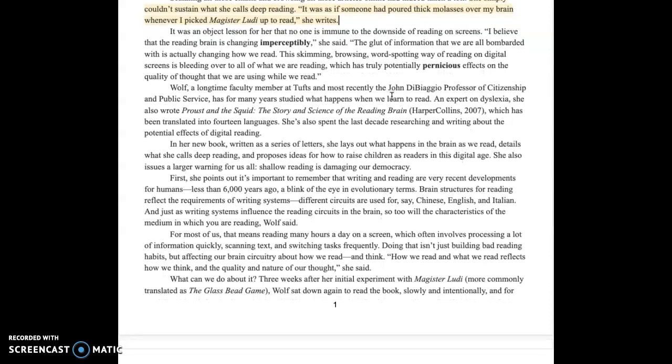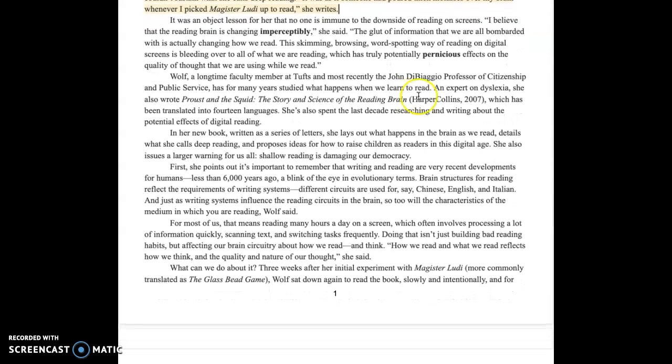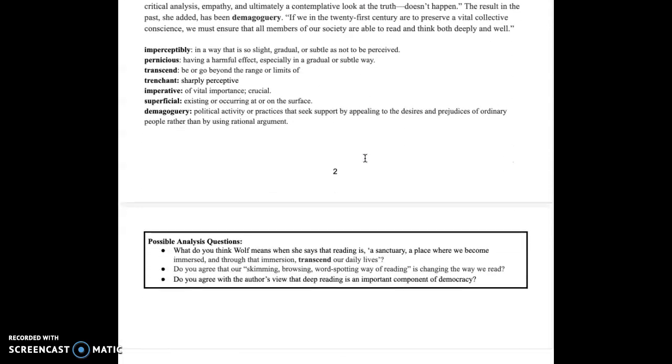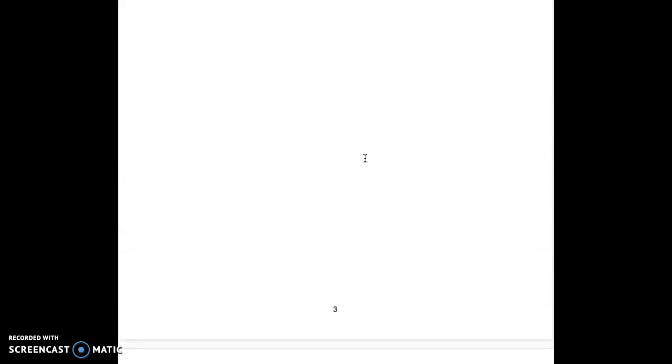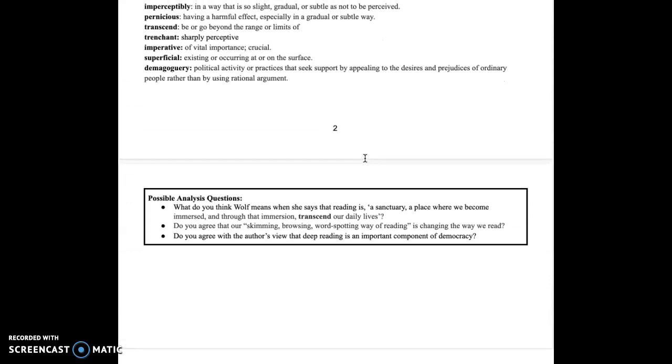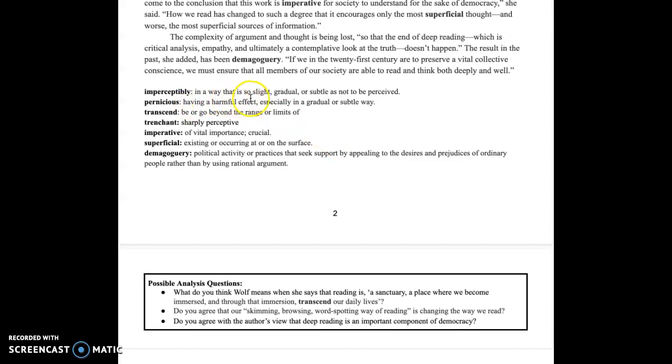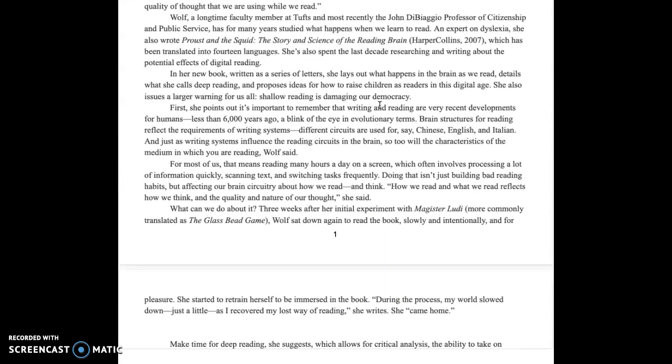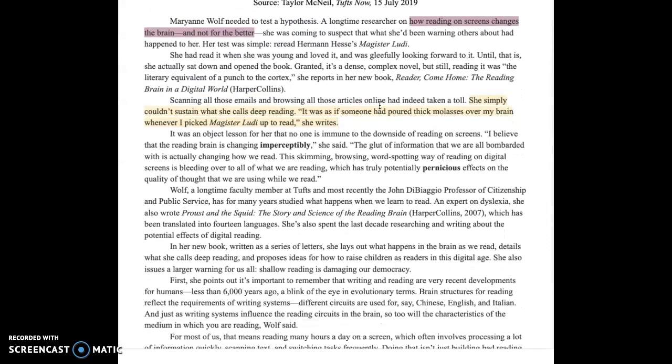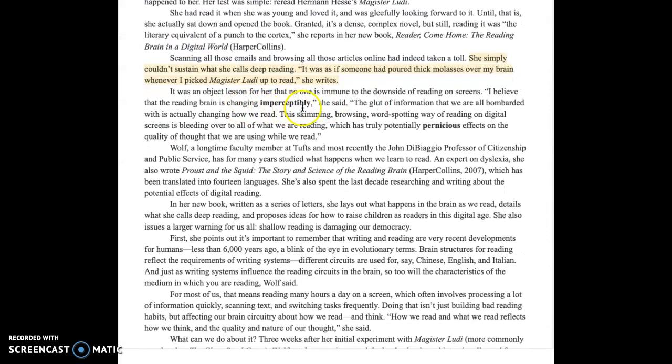It was an object lesson for her that no one is immune to the downside of reading screens. "I believe that the reading brain is changing imperceptibly," she said. Imperceptibly, I'm not really sure what that means, so let me go down and take a look. Oh, there's my look list. Oh, there it is. Imperceptibly, in a way that is so slight, gradual, or... Oh, okay. All right, so she means just slightly. Her brain was changing slightly.